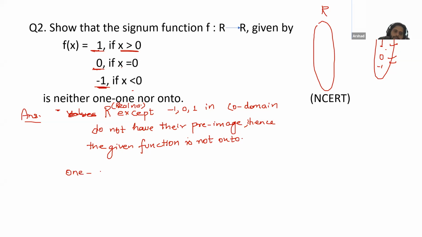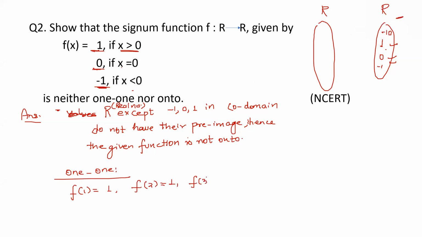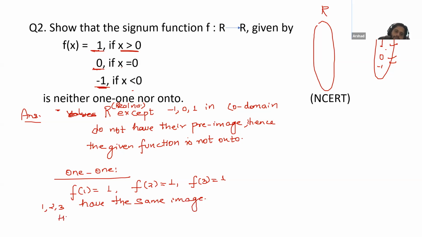Okay, so everyone please note the onto part. For one-one, we will give an example. F1 is equal to what? 1. What is F2, Abdul? 1. Again, good. What is F3? 1. So we will write that 1, 2, 3 have the same image, hence the given function is not one-one.